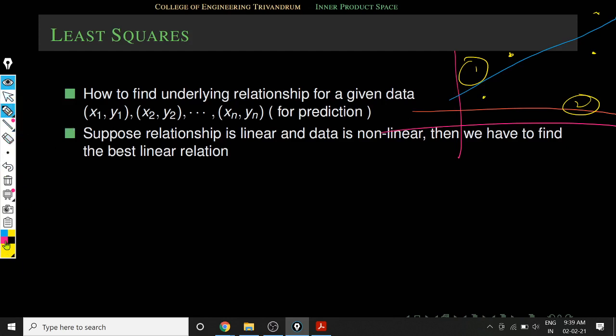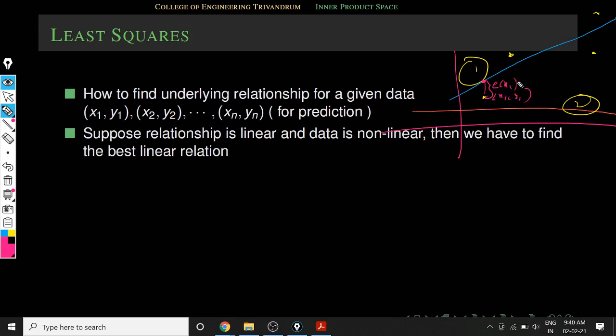We measure these errors. Here what is the error of this observation? In the first observation, this is the actual value. Here this value is x1, y1. These are observations, and this is the value on the straight line at x1. So this distance is the error. The error at x1. Clear? This distance is the error at x1.